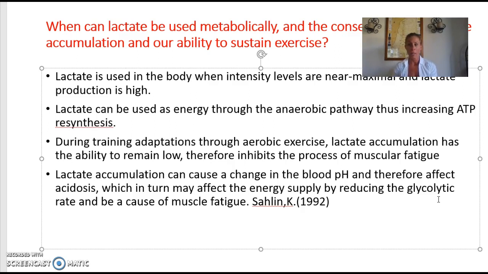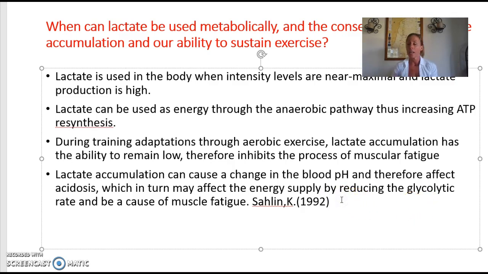So talking about that blood pH in the previous slide, this is going into the fact that the accumulation is going to go up, it's going to change that blood pH and the acidosis, and that's what's going to change that energy supply and reduce that glycolytic rate, which is what we talked about in that first Cori cycle slide, and that's going to give you that cause of muscle fatigue.